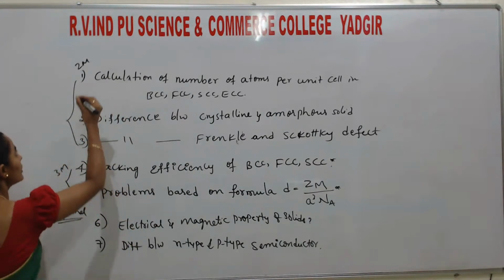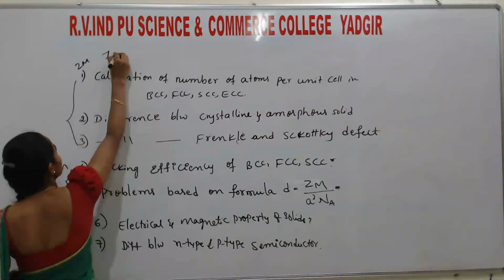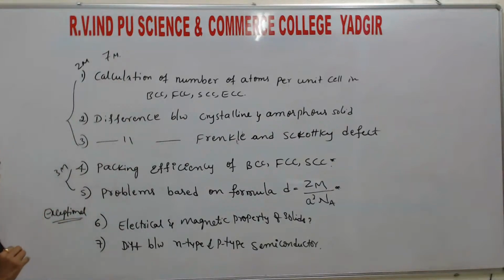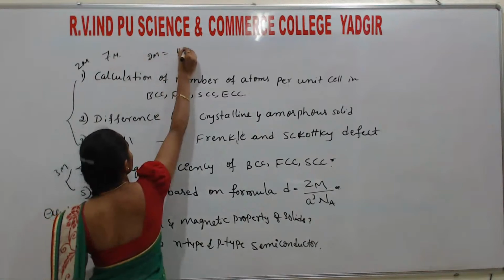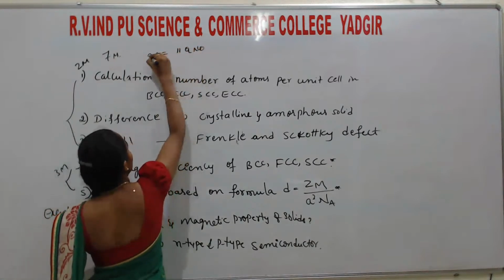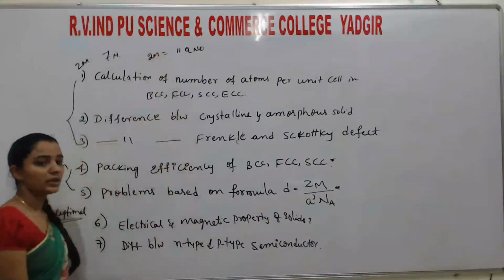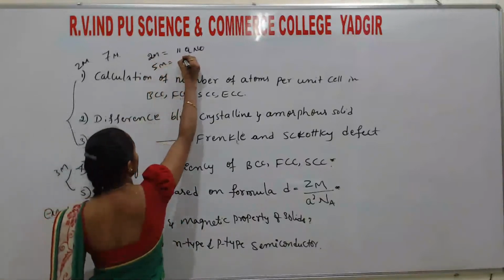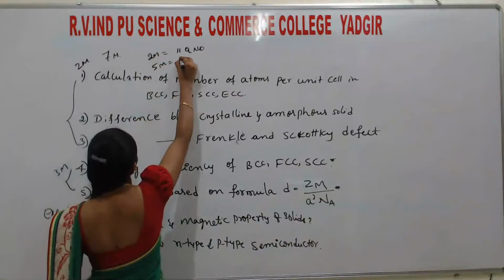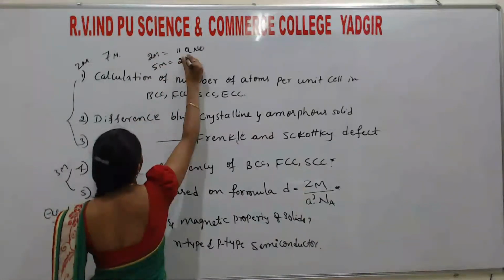Okay. You know the total chapter carries 7 marks. In that 7 marks, a 2 marks question is there, that is question number 11. And a 5 marks question, that is question number 27.